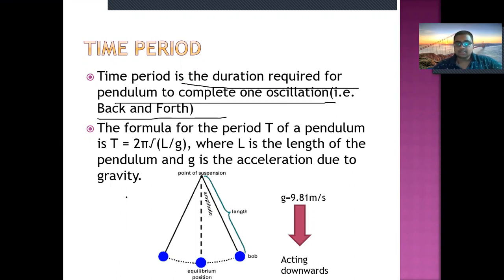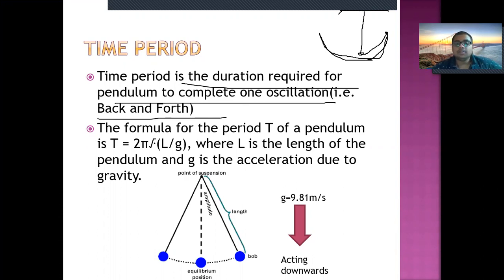So, what is this back and forth? Let's say this is my ceiling, a rigid support. I've attached my bob here. I go over here and release it from this position. From this position, it goes over here, it reaches here, and it again comes back over here. That is called back and forth. That is one oscillation.